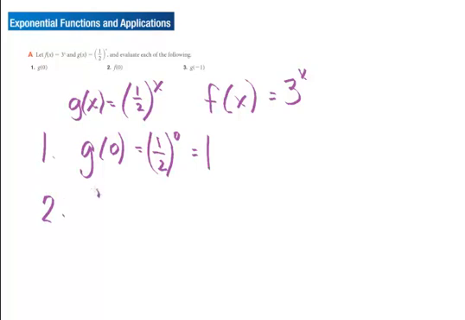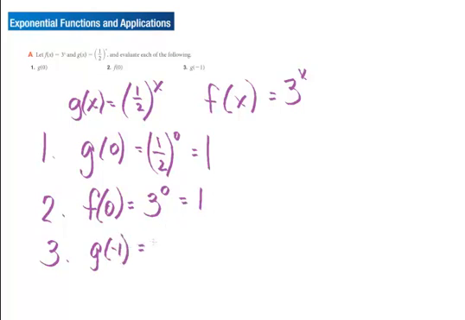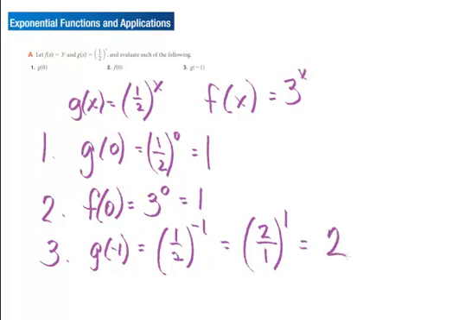Number 2, f of 0. So I go to find my f, and I say 3. Wherever there's an x, I put a 0. This would also be 1. Well, they made this easy, didn't they? Number 3, g of negative 1. So what I do here is I'll plug in my negative 1 for x. Negative exponent means to flip that thing. So that would be 2 over 1 raised to the 1. I flipped it, so I've taken care of my negative, and this would just be a 2.